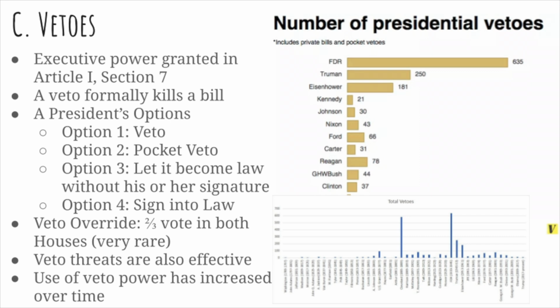Okay, let's move on and talk a little bit about vetoes. So, a veto is an important check that the executive has over the legislative branch, and it's given in Article 1, Section 7. A veto will formally kill a bill, and there's a couple different ways to do that. One is just a straight veto. The president simply issues a veto. The other one is a pocket veto, and these don't happen anymore, but the basic idea is if there was less than 10 days in a term, and the president does nothing or just like puts the bill in his pocket, so to speak, the bill would die.